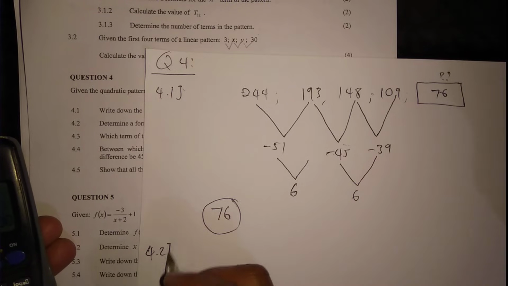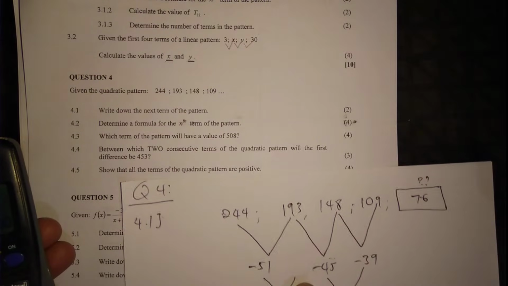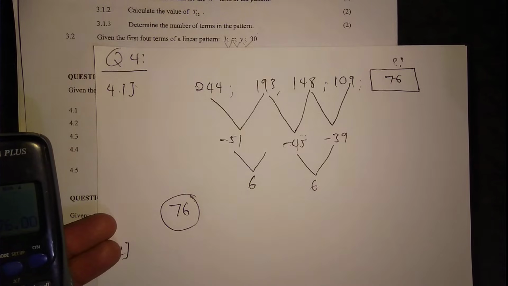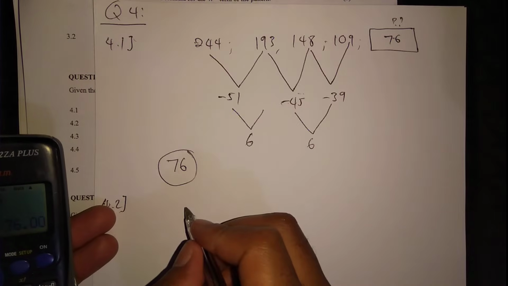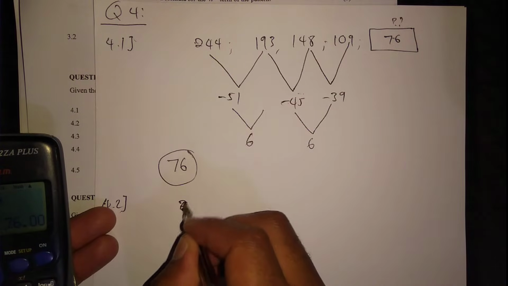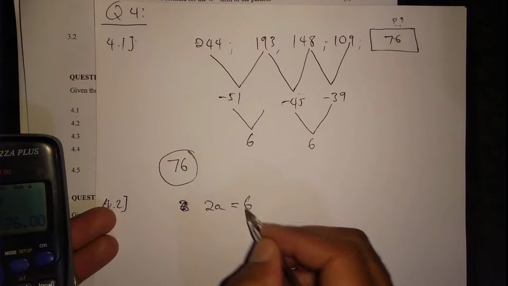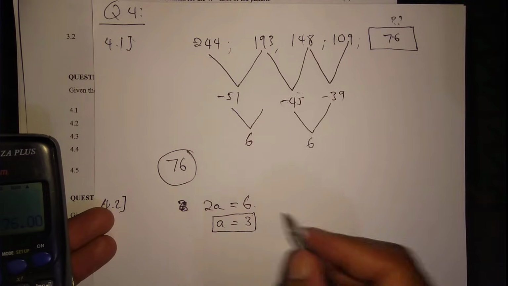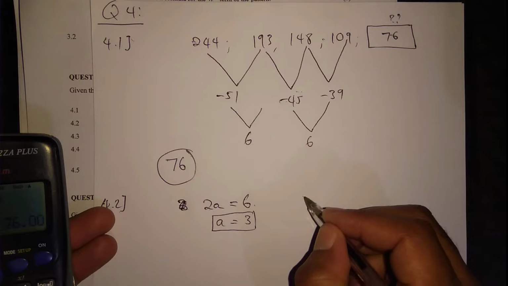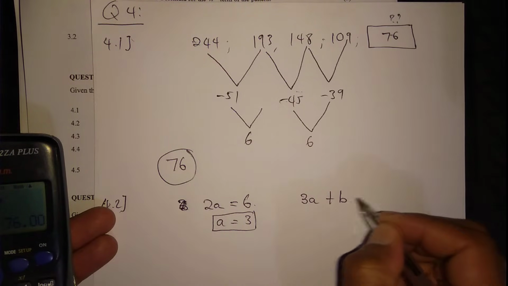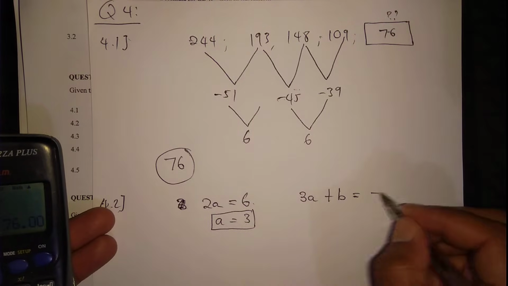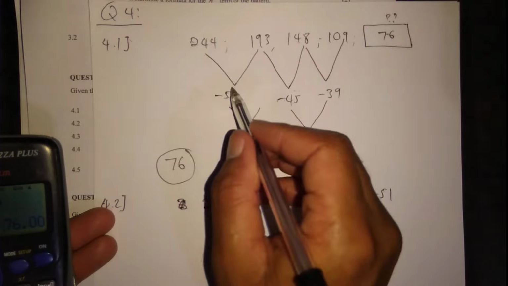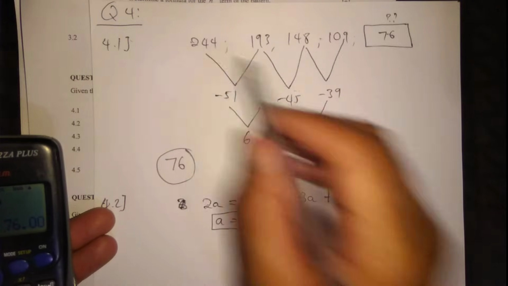Now 4.2: write down a formula for the nth term of the pattern. So we want the nth term, or the general term, for this pattern. How do we calculate it? 2a is equal to the second difference, so a will be equal to 3, dividing by 2 on both sides. Then 3a plus b is equal to the first difference, which is minus 51, and a plus b plus c is equal to the first term.